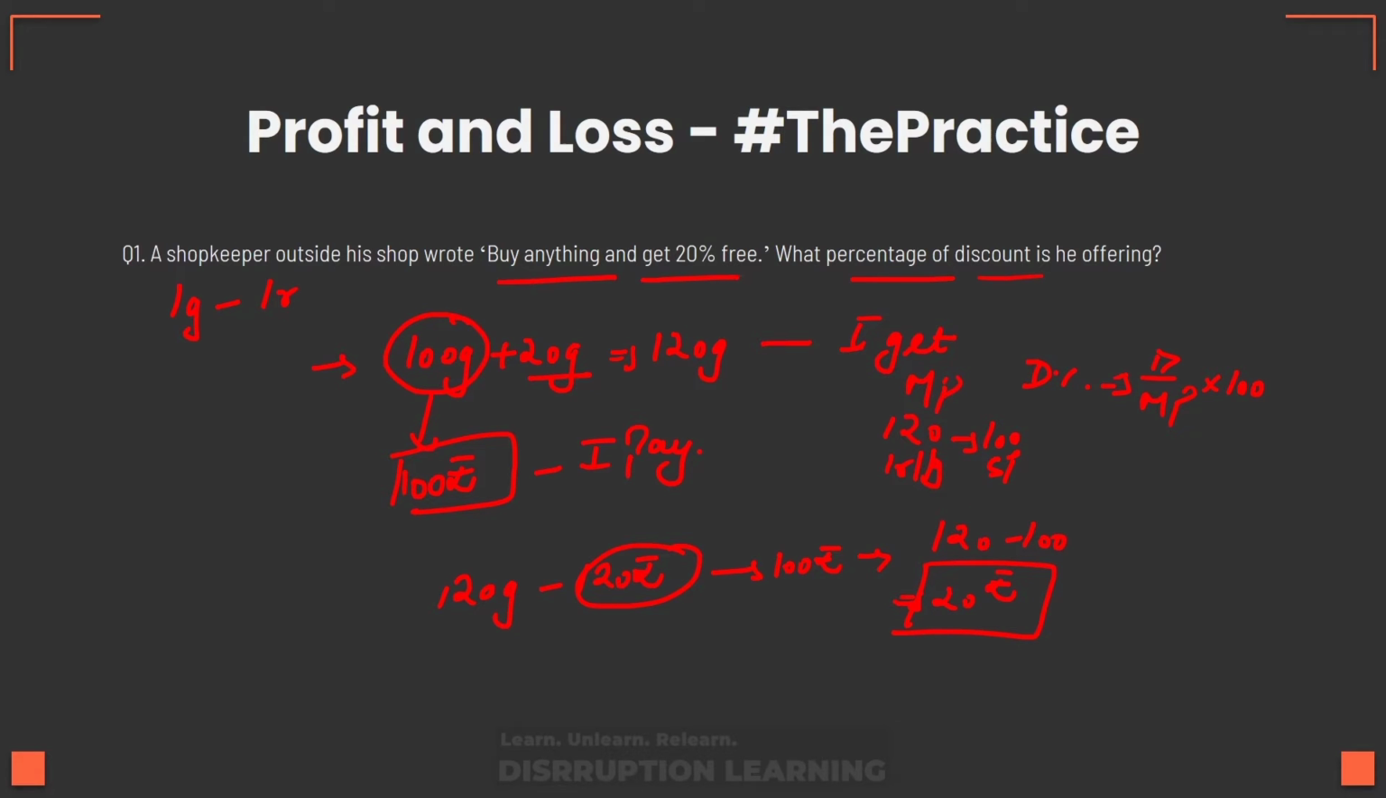So the discount percent should be 20 by 120 into 100, and this turns out to be 16.67%. Seems like a tough question in the beginning, but as you solve it step by step, it gets easier. So let's move to the next question now.